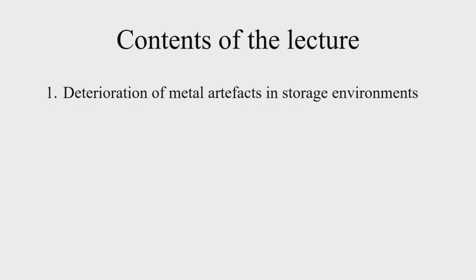This lecture is composed of three main parts. The first section is about the deterioration of metal artifacts in storage environments. I will first give you a brief explanation of corrosion phenomena of metals under atmospheric environments. Then, I will explain the deterioration mechanism of iron and bronze artifacts under storage environments.